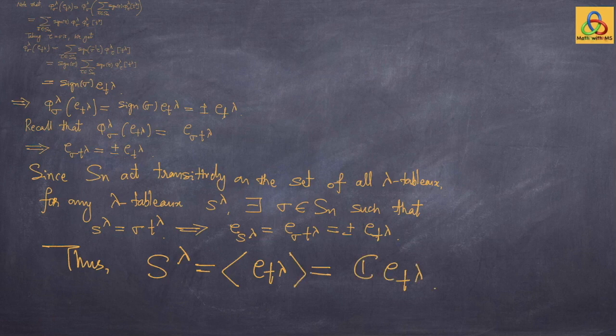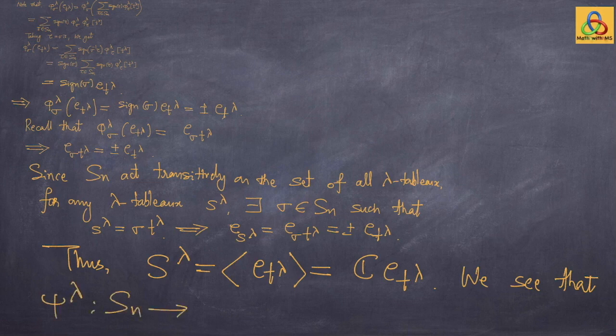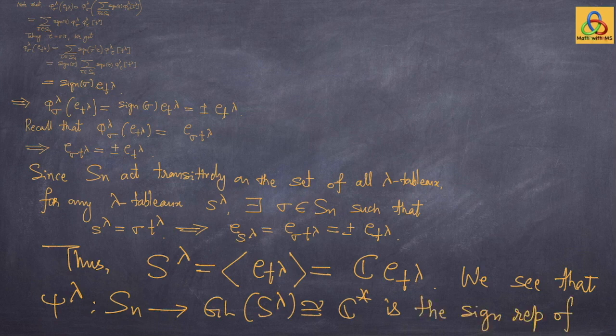Once we know that S lambda is a dimension 1 subspace of M lambda, what is the representation psi lambda in this case? We see that psi lambda in this case, from the symmetric group Sn to GL of S lambda, which is just isomorphic to C star, is the sign representation of the symmetric group Sn, which being of degree 1 is of course irreducible.